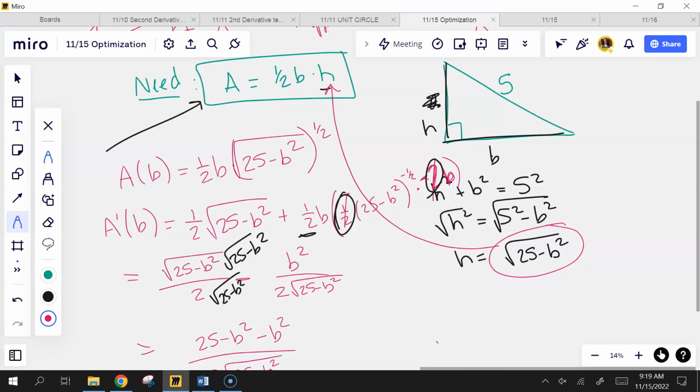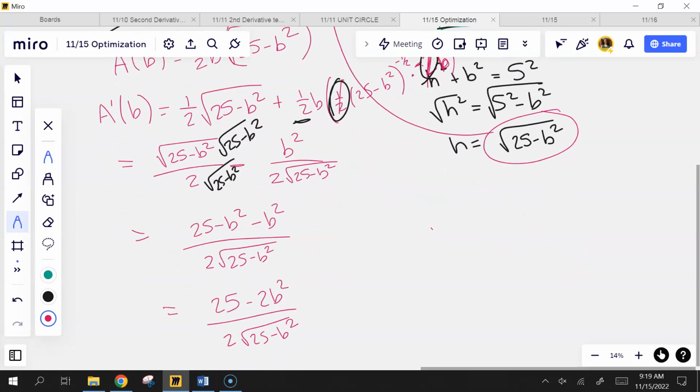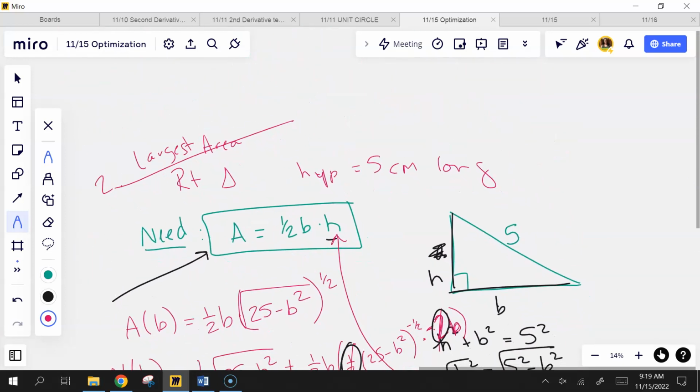Why? Hypotenuse has got to be the longest, right? I have no other choice for that. So if I get some crazy numbers, I already know that I've got to be smaller than 5, sorry. Right? Because this was my original triangle. You can't have a negative length on the side. 0 and 5. Right?